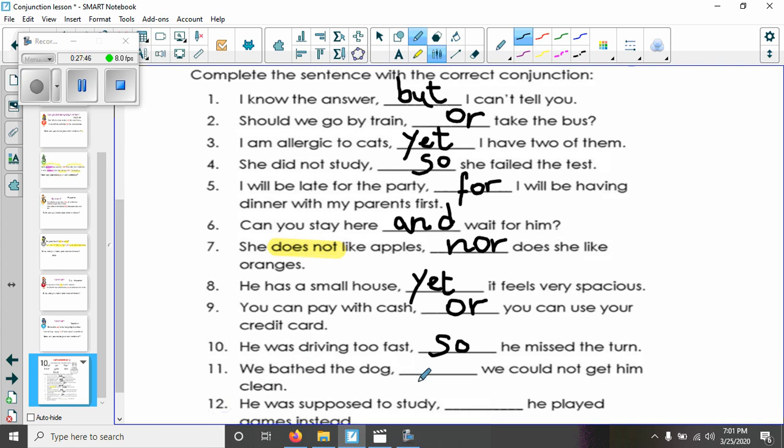We bathed the dog. We could not get him clean, unfortunately. Excellent. But. The last one: he was supposed to study. He played games instead. Again, yes, but he played games instead.